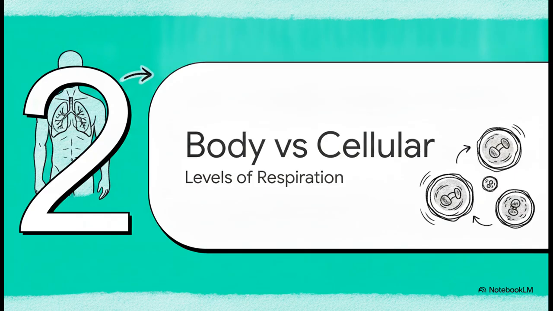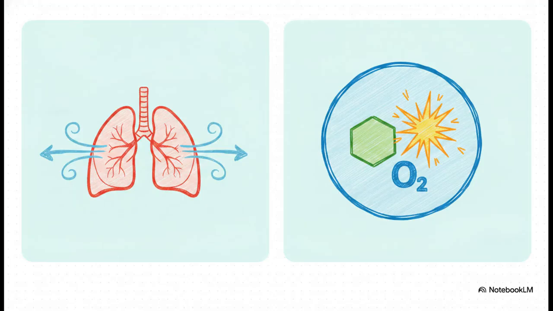Moving on to Section 2, Body versus Cellular Respiration. You see, respiration actually occurs at 2 distinct levels in living organisms. Let us clearly contrast them so there is no confusion. At the body level, respiration is simply the exchange of oxygen and carbon dioxide between our body and the surroundings. It is just breathing in and out. However, at the cellular level, it's a completely different chemical process. Here, the foodstuffs are oxidized, and this oxidation can actually happen either with or without the help of oxygen.